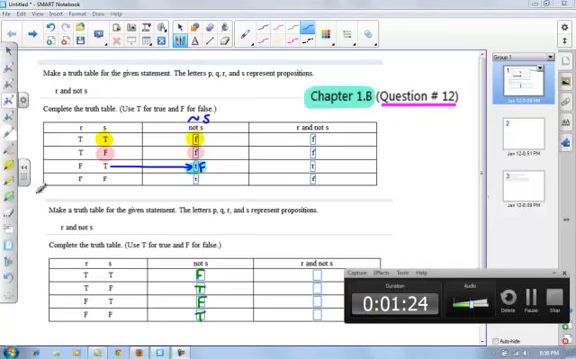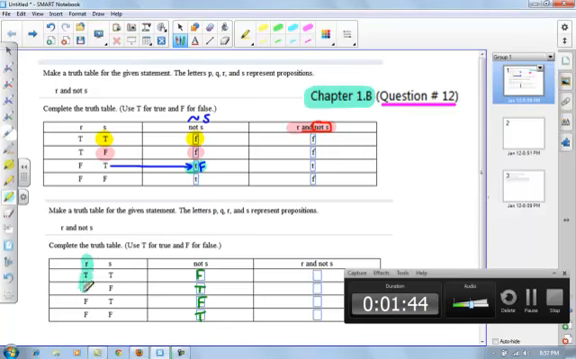The second part of this problem asks you to find R and not S. The word and means that both R and S need to be true in order for the final statement to be true, but it's not really S, it's really not S. So I'm going to highlight down here.